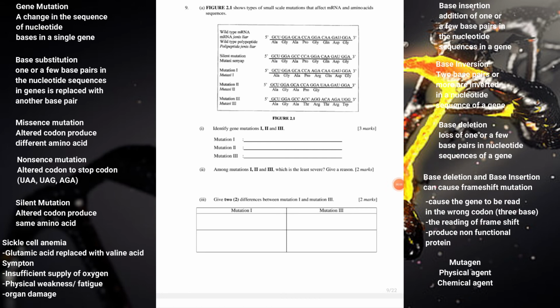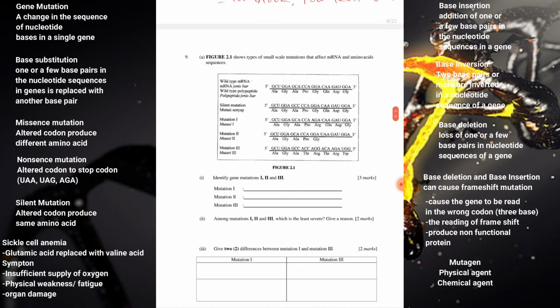Question number 9. Figure 2.1 shows types of small scale mutation that affect mRNA and amino acid sequences. So here we have a wild type mRNA. This one is silent mutation, meaning that it will alter the codon but it produces the same amino acid. Look here, same amino acid. Mutation 1, okay, look at the amino acid. Glycine is replaced by arginine. So now it is a base substitution. G is replaced by adenine, and then the altered codon produces a different amino acid, so we call it missense mutation.